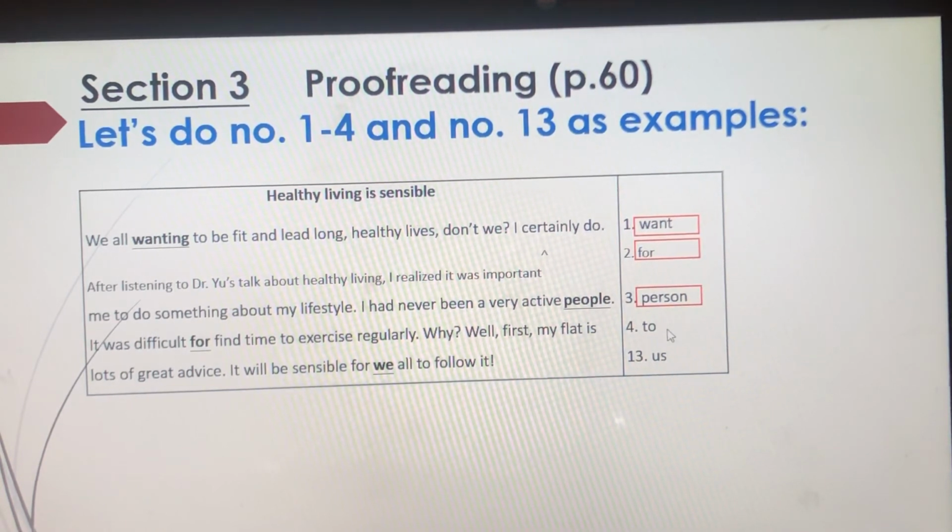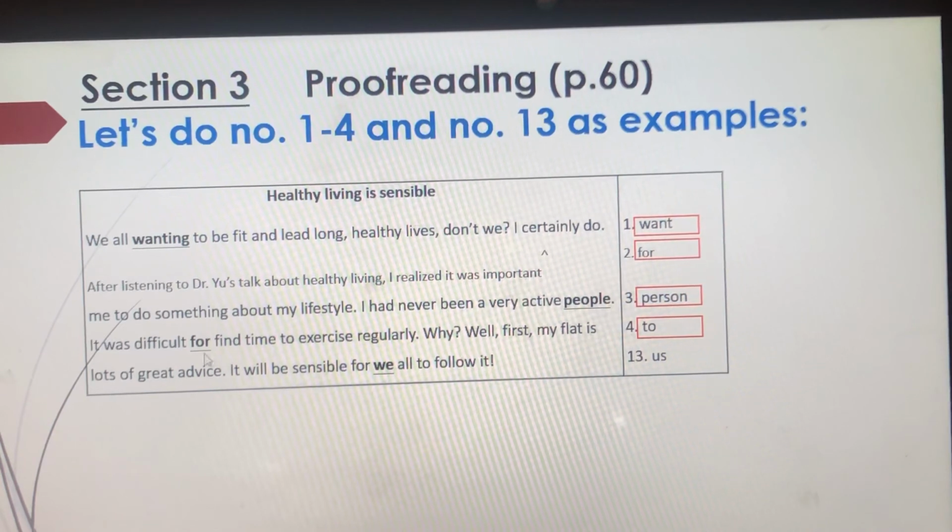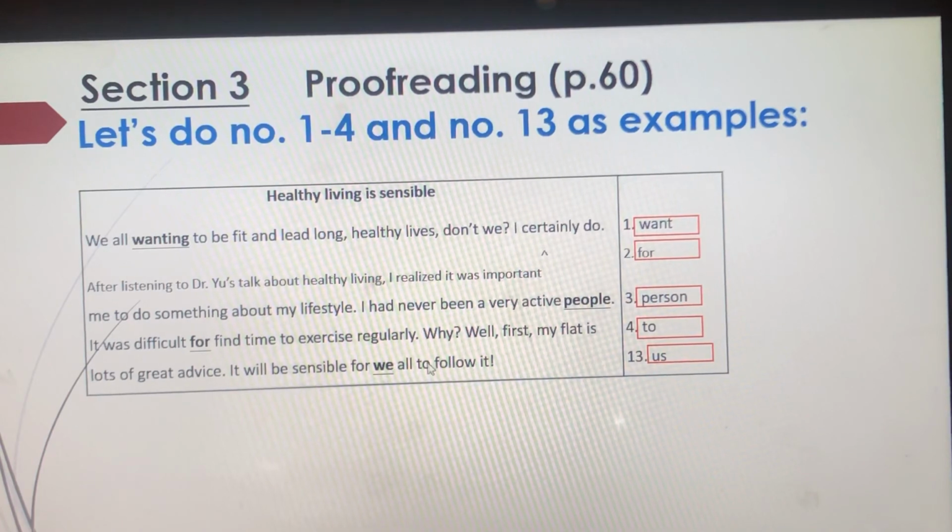A very active person. It was difficult. Now we change for to infinitive. Okay, it was difficult to find time to exercise regularly. And the last one, number 13. It will be sensible for us, but not we. Okay, remember, we must use an object pronoun instead of the subject pronoun we.